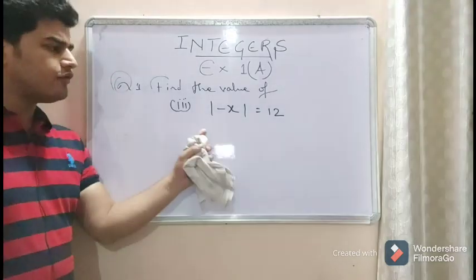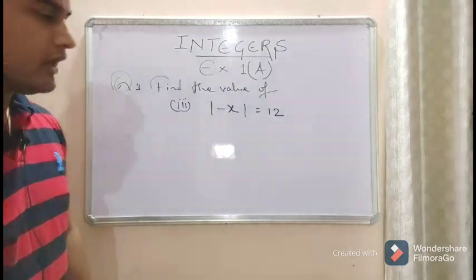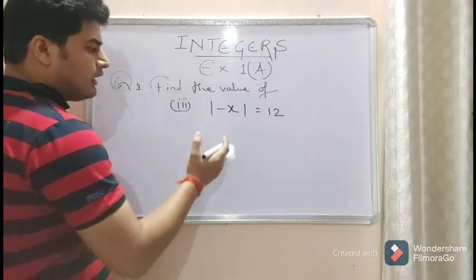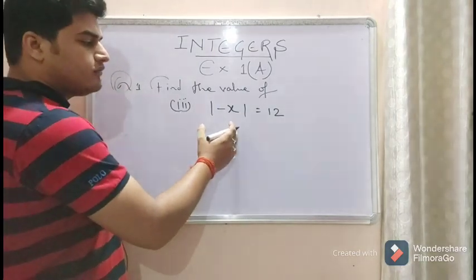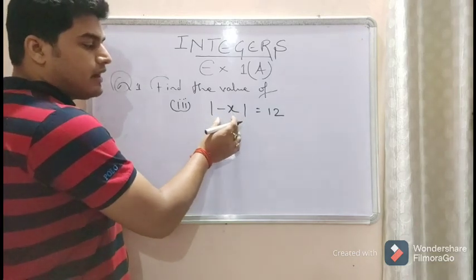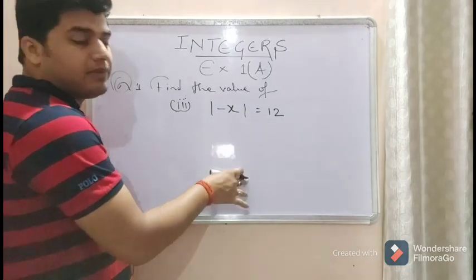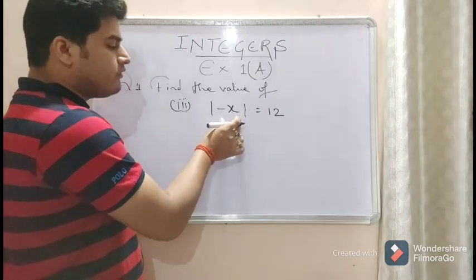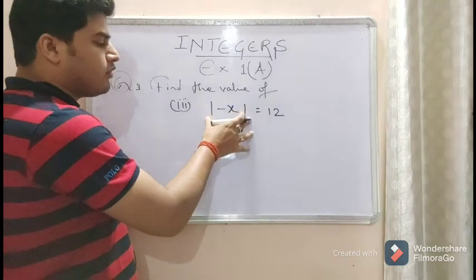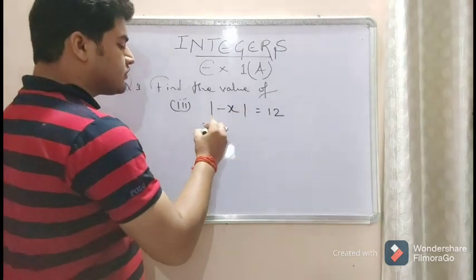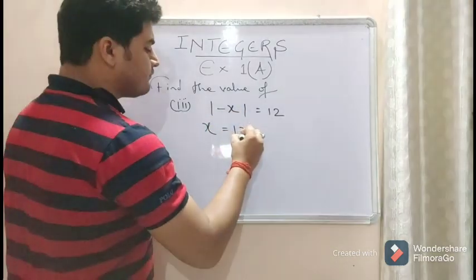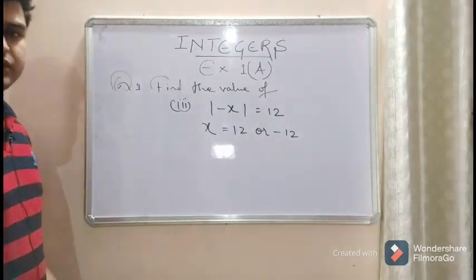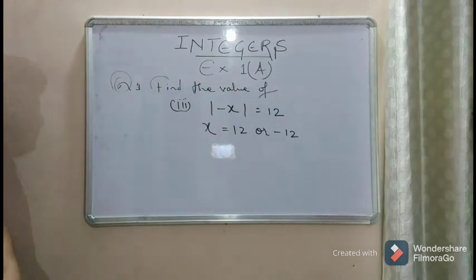Third part, mod of minus x is equal to 12. Now see, you have to think what values x can have. x can be positive 12, because with positive 12 the negative sign and then the mod function will be applied, and it will give you the result 12. And if you take negative 12, negative will become positive, and again the mod function will give you 12. So in this case also, x can have positive 12 or negative 12 value. Both of the values can be assigned to x.